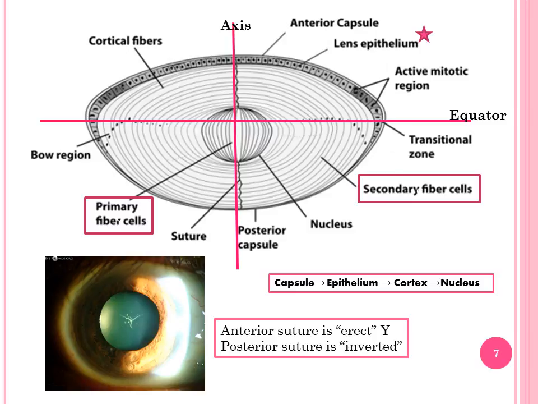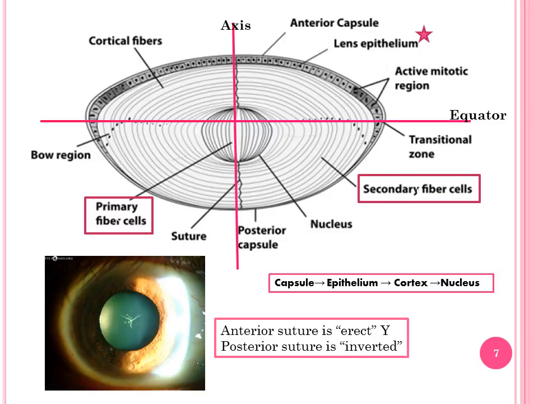Here I have a picture. This is actually not what it looks like in real life. They're much less defined, they're clear, but this is just so you guys can see what the suture looks like. Again, this picture is actually of a cataract. It's not a normal person, but it does demonstrate what the sutures look like. So on the front surface of the lens, you have a suture where those fibers fused and it forms an erect Y shape.